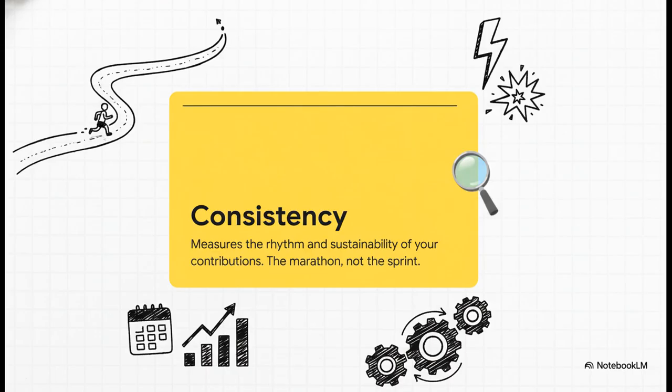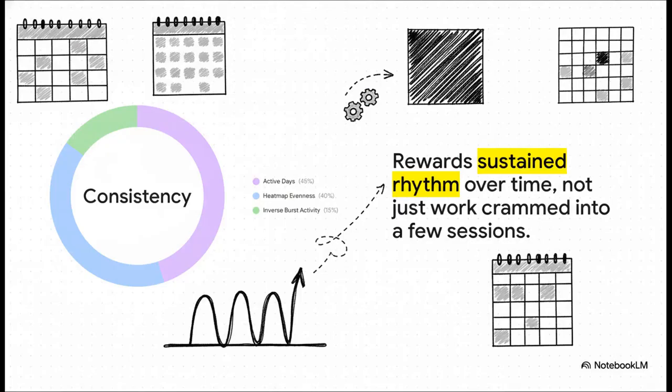Okay, next up, consistency. I always think of this one as the marathon versus sprint dimension. It's not about one heroic all-night coding session, right? It's about rewarding the developer who shows up day in and day out and contributes reliably over time. You nailed it. It's all about a sustainable rhythm. And look at how it measures that.